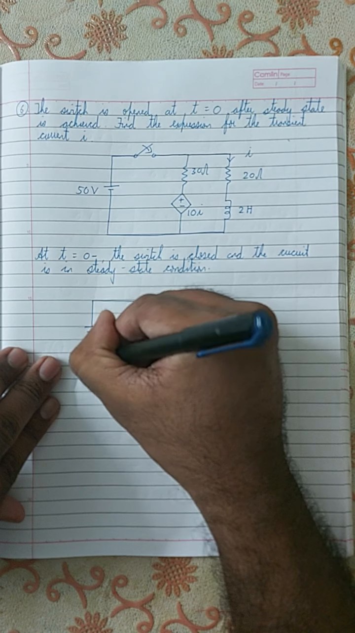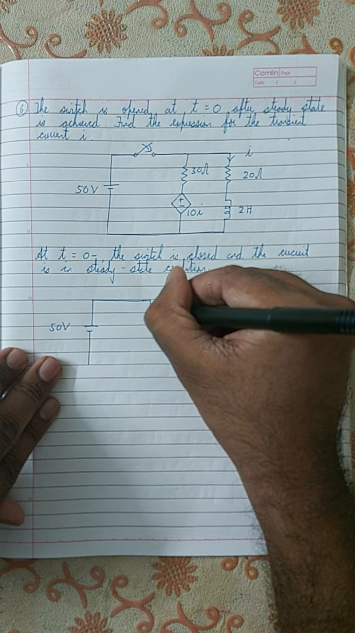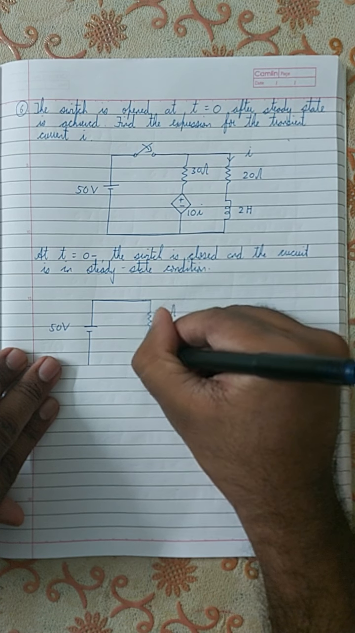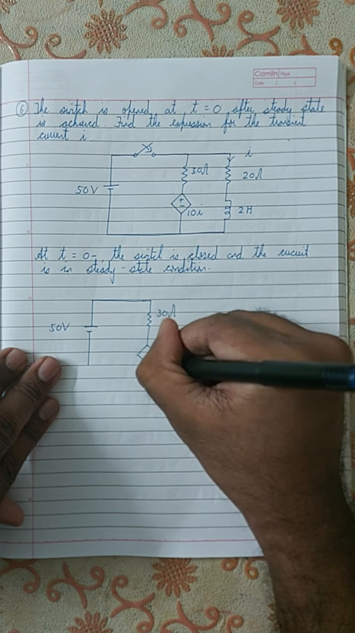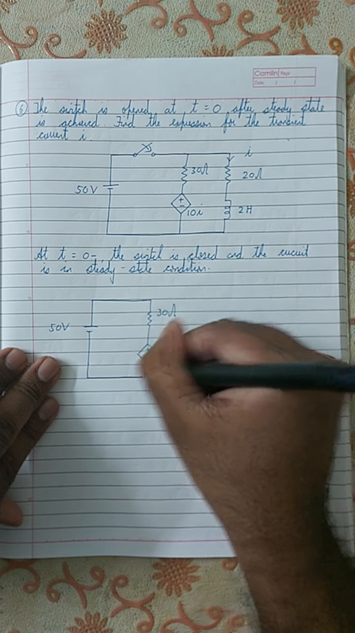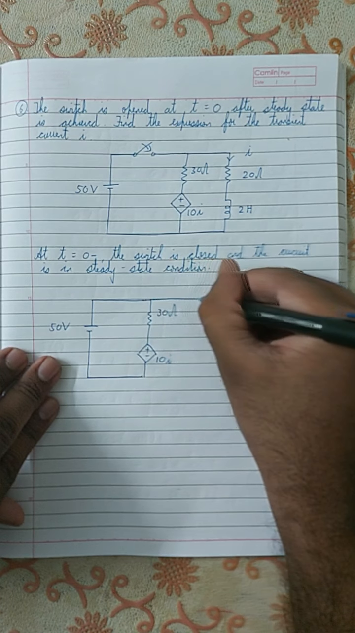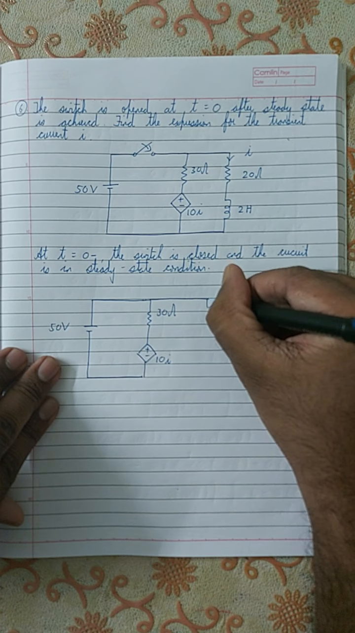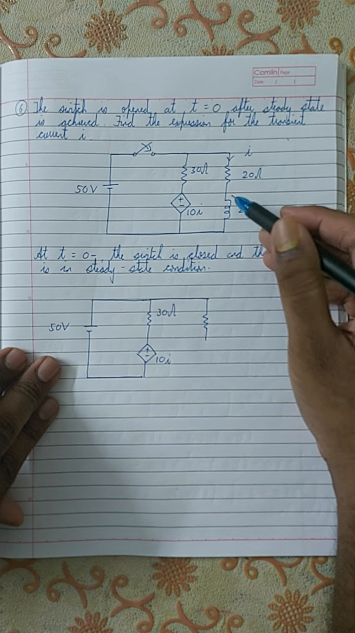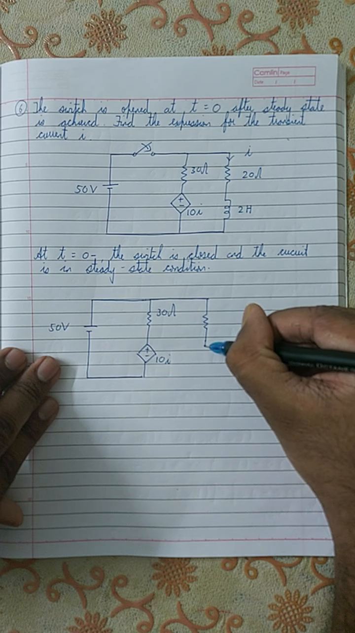This is 50 volt. Here you have the resistor, 30 ohms. Here you have the dependent voltage source, plus minus. The value over here is 10I. And in this branch you have a resistor and an inductor, but the inductor is in a steady state condition, so the inductor is shorted.